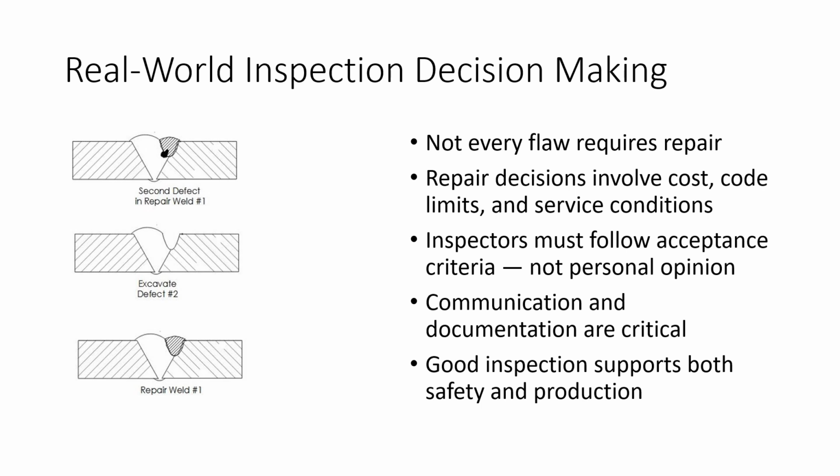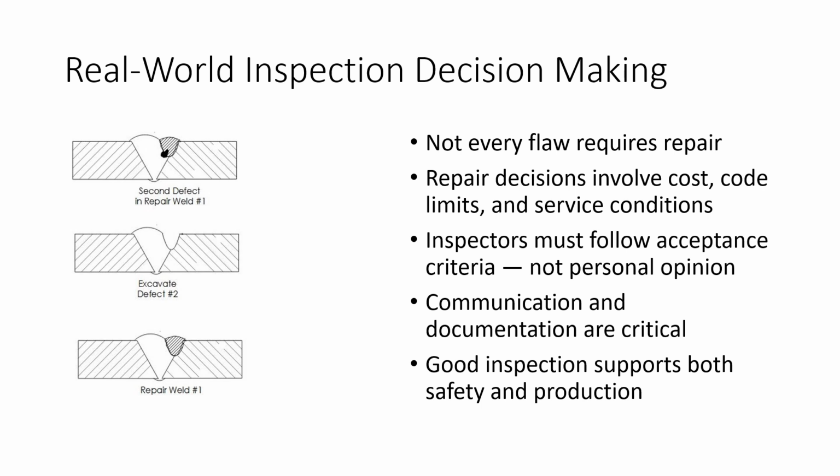So circling back around, real-world inspection decision-making. Not every flaw is going to require a repair. It might just be a flaw. We can live with it. Yeah, we've got some porosity in this weld. It's a structural weld. AWS D1.1 is going to allow you to have a certain amount of porosity in welds that other codes might not allow you to have.